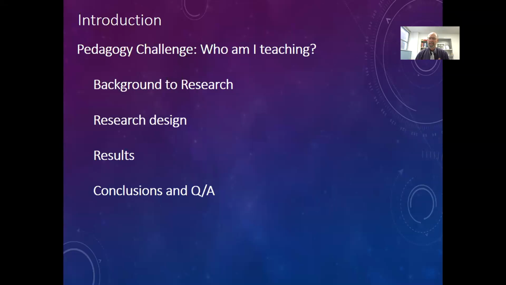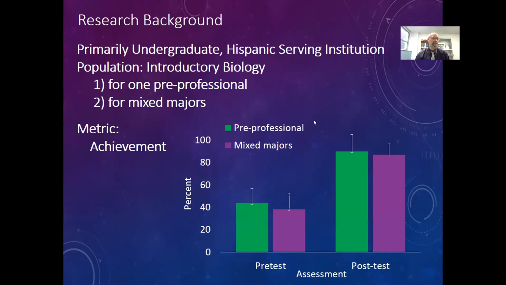So the goal is getting away from the assumptions of who is in front of me and looking at what they are bringing to the table, what is important to them, and how to reach and meet them at the level that they're interested in. So I'll give a little bit of background, the research design, get into some results and conclusions, and then give plenty of time for Q&A at the end.